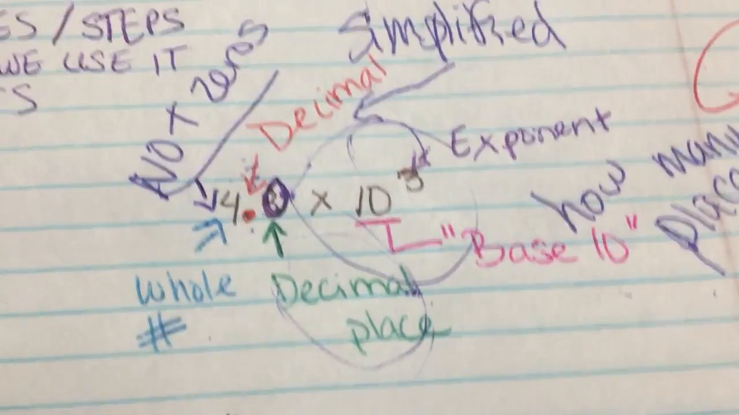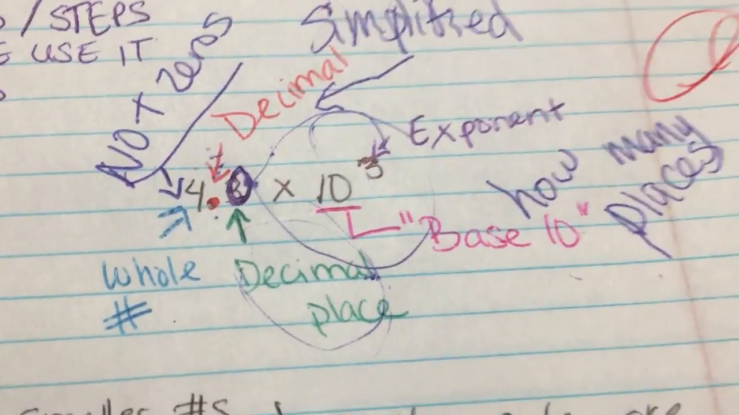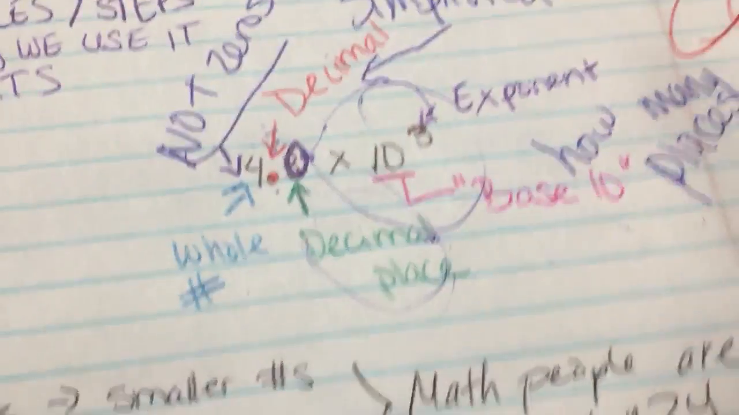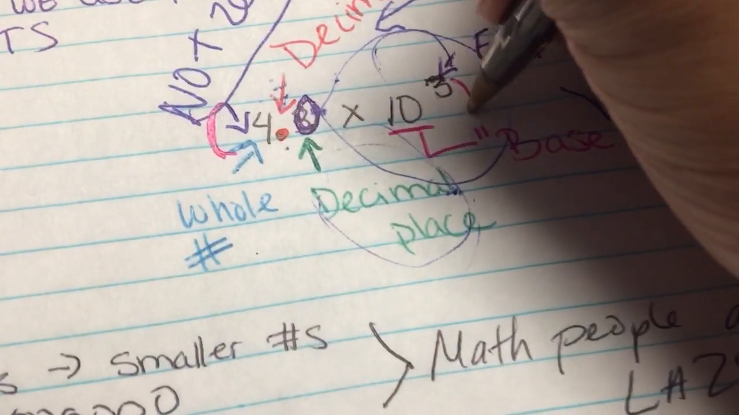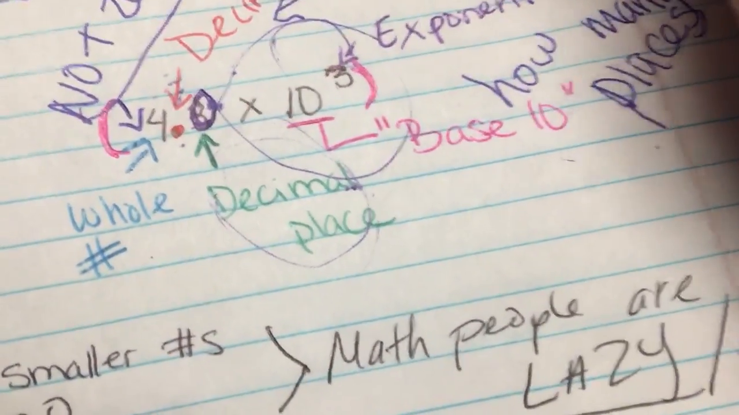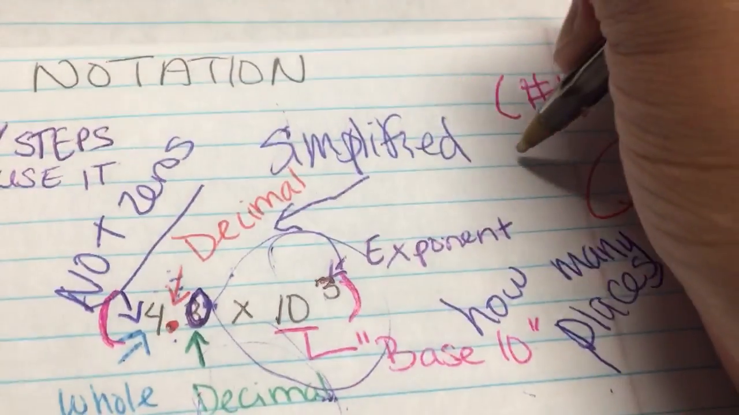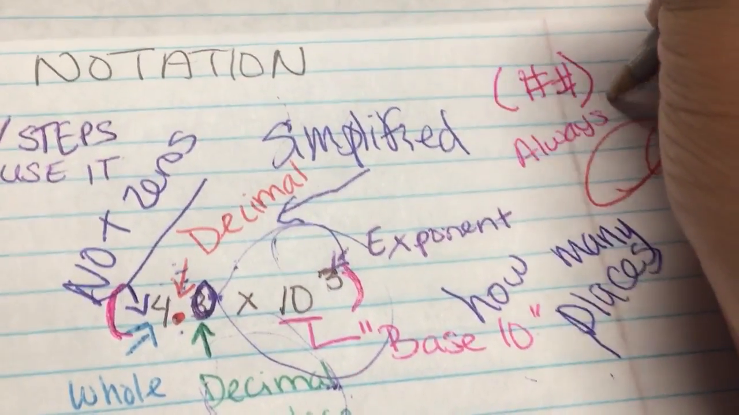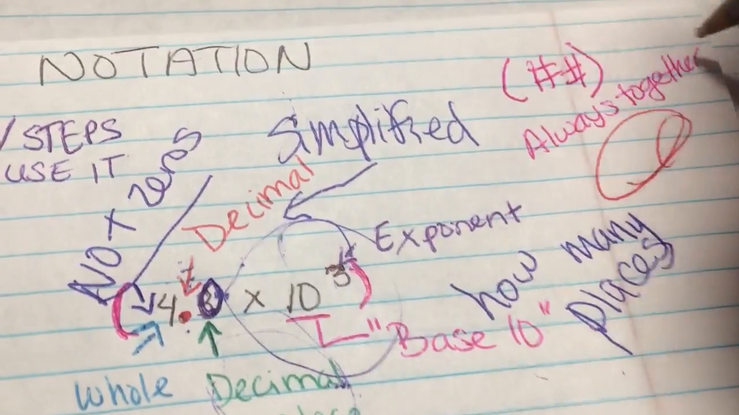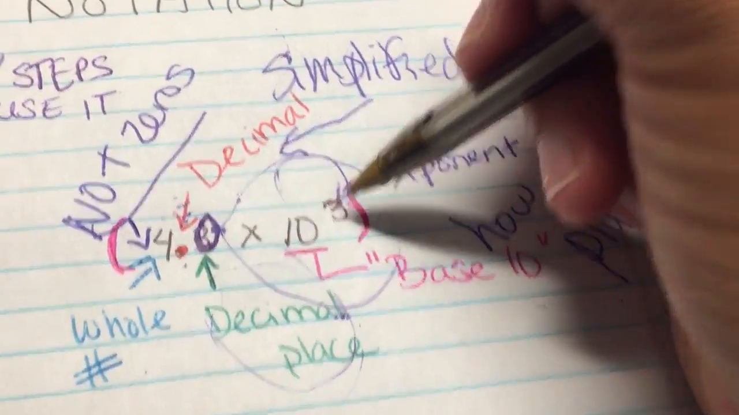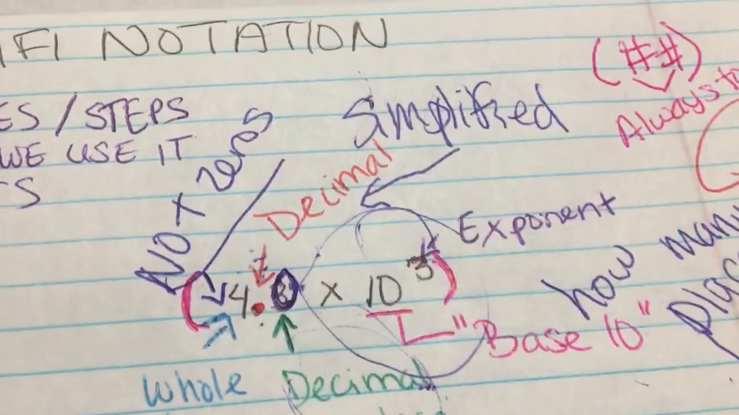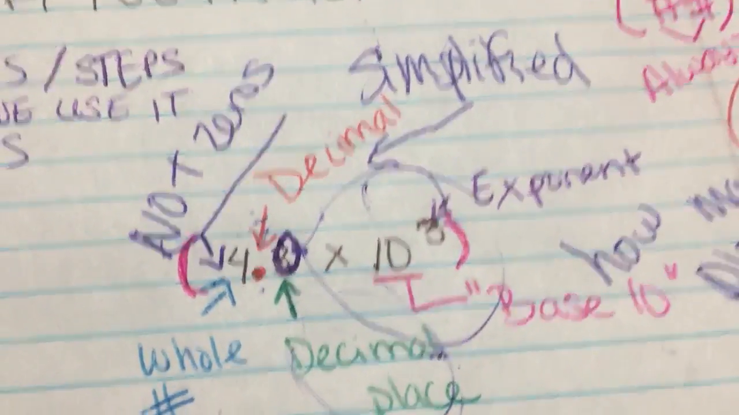And you might get tripped up sometimes by thinking, well, aren't these two different numbers? No, they're not, because we're kind of having an imaginary parentheses right here. And whenever you see parentheses in math, the numbers inside are always together. There's imaginary parentheses around scientific notation, meaning they are not two separate numbers. They're just one number.